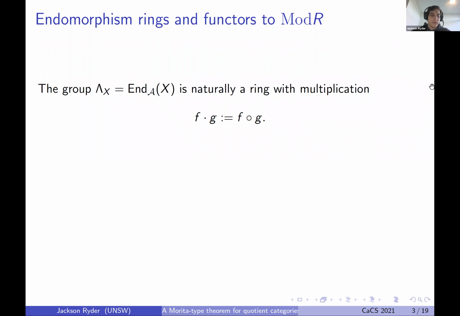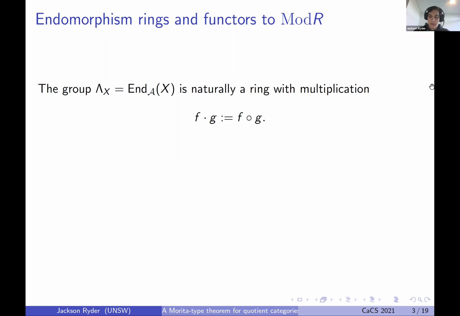Okay, so first thing we want to do is try and find a natural way to get a functor from our abelian category into the modules over some ring. And this actually arises naturally through looking at endomorphisms of objects. So being an abelian category, our set of endomorphisms has a natural group structure, but actually it really naturally has a ring structure where our multiplication is given by a composition of endomorphisms.